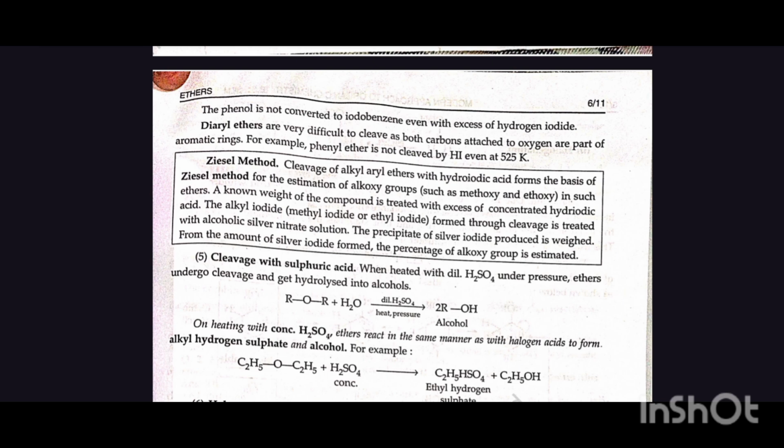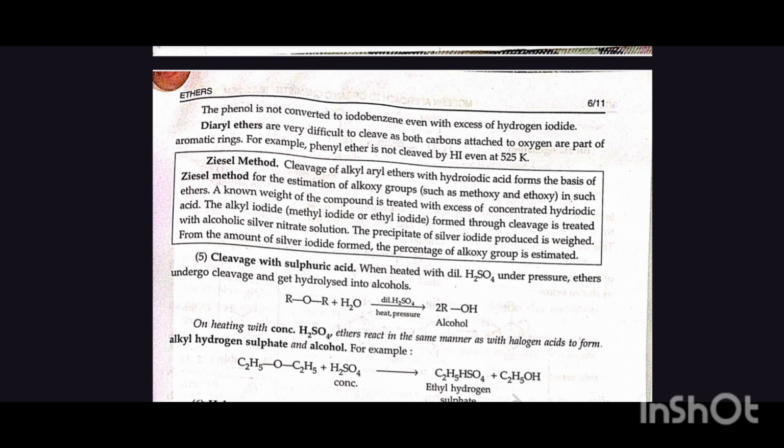Zeisel method. Cleavage of alkyl aryl ether with hydroiodic acid forms the basis of Zeisel's method for the estimation of alkoxy groups such as methoxy or ethoxy. In this method, a known weight of the compound is treated with excess of concentrated hydroiodic acid. The alkyl iodide, methyl iodide or ethyl iodide, formed through cleavage is treated with alcoholic silver nitrate solution. The precipitate of silver iodide produced is weighed, and from the amount of silver iodide formed, the percentage of alkoxy group is estimated.